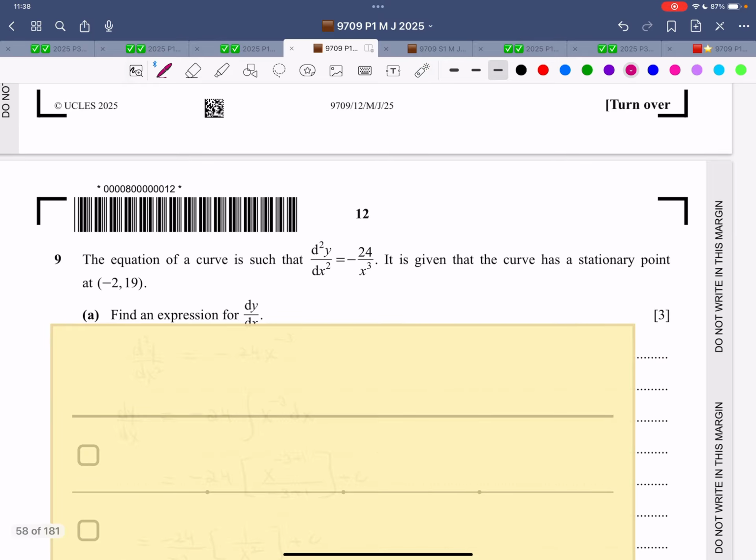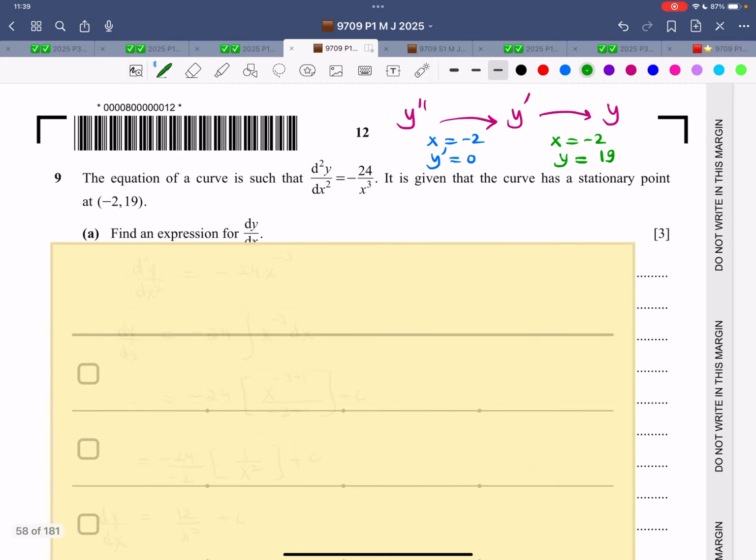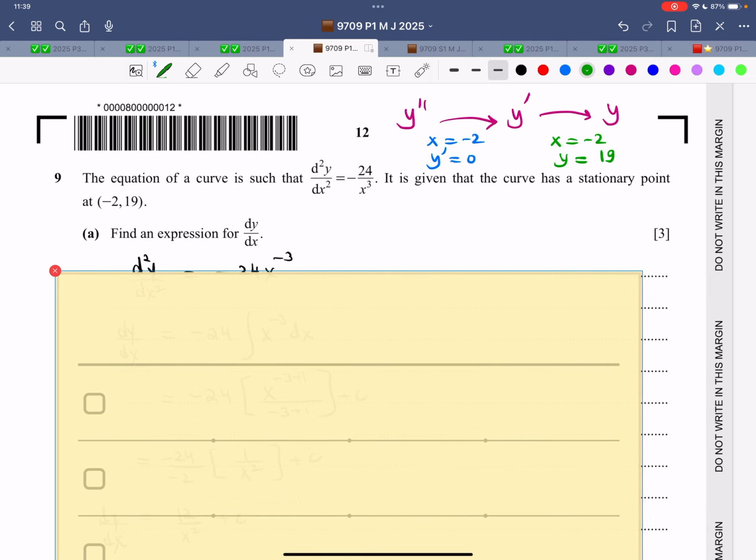Now the rule is y double prime, that's another way of writing second derivative, should be converted to y prime first, and then we should convert it into y. So now when we do this first step, we need that x is -2, y prime is 0 to find the first constant of integration. And over here x is -2, y is +19 to find the second constant of integration. Now once the strategy is very clear, let's look at the working.